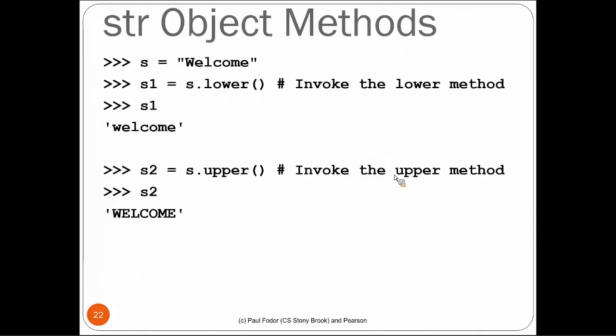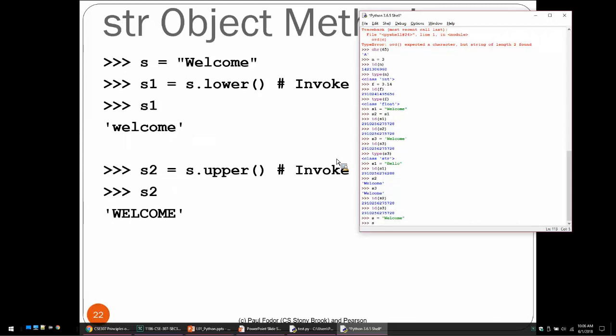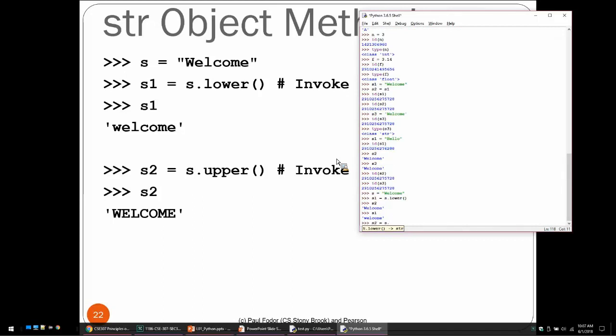We continue. If you want to obtain a new string that is the original string s in lowercase, you can invoke the methods lower and upper on the string s. So again, let's do the same experiment. s was welcome, and now we have s1 is s.lower(). s1 is welcome in lowercase. If s2 is assigned s.upper(), s2 is welcome in uppercase.